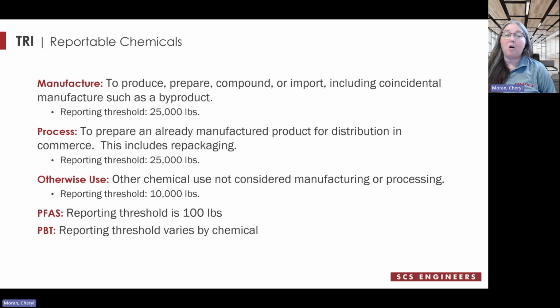And our PBTs all have different reporting thresholds, and some are quite small. So you do want to go and look at the guide me to find a list of those PBT chemicals and each of their reporting thresholds. There are some fairly common chemicals that are found on the PBT list, including things like lead and lead compounds and mercury-containing compounds.